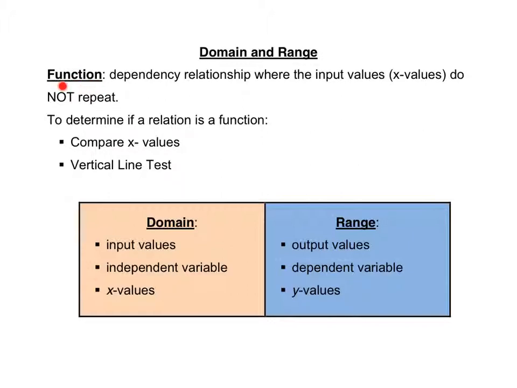A function, remember, is a dependency relationship where the input values, which are the x values, do not repeat. To determine if a relation is a function, you compare the x values to see if they repeat, or you can also do a vertical line test. Remember the words for domain: input values, independent variable, the x values, and the words for range: output, dependent variable, and y values.